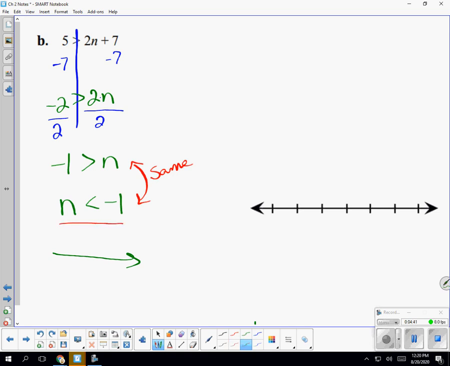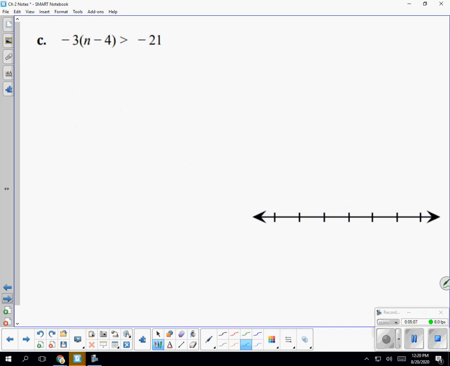So here it says n is less than negative 1. I'm going to go ahead and graph this. Let's see, negative 1. I'm going to put an open circle because it's less than. And I know that I'm looking at the numbers that are less than negative 1, so I'm going to shade in this direction.